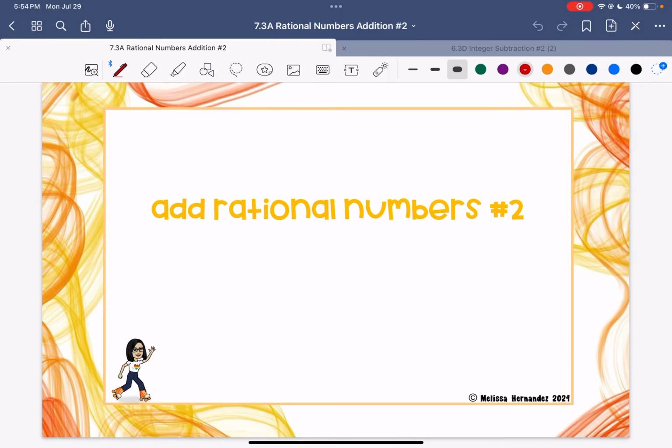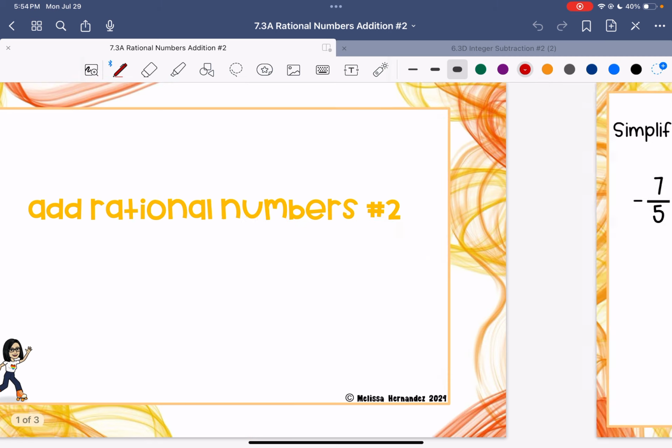In this video, we're going to practice adding rational numbers. So let's think about rational numbers. Those are just positive and negative, but instead of whole numbers, they include fractions and decimals. So just think about fractions and decimals, and some of them are positive and some will be negative. All right, so let's go ahead and get started.